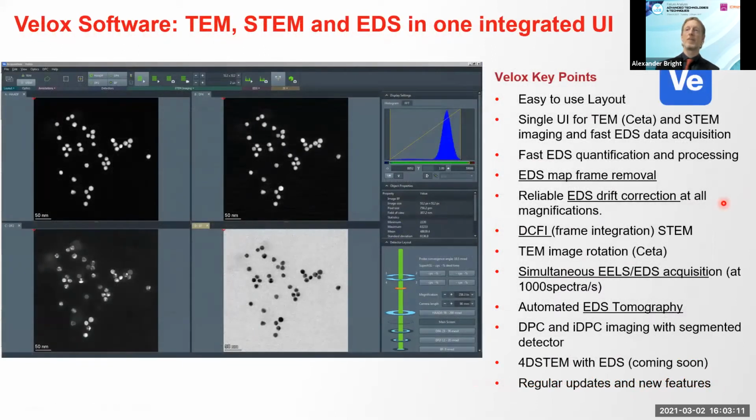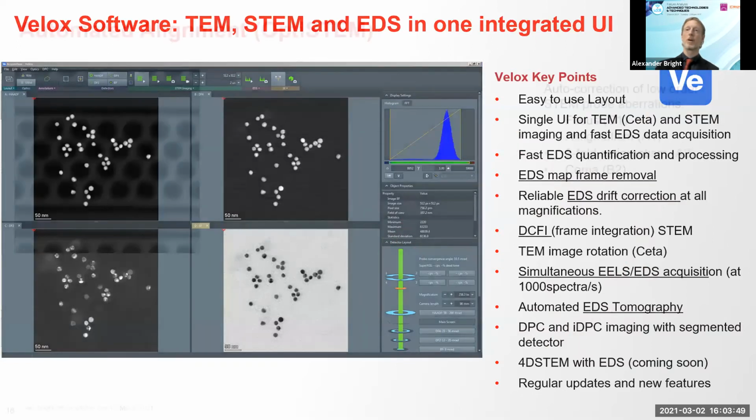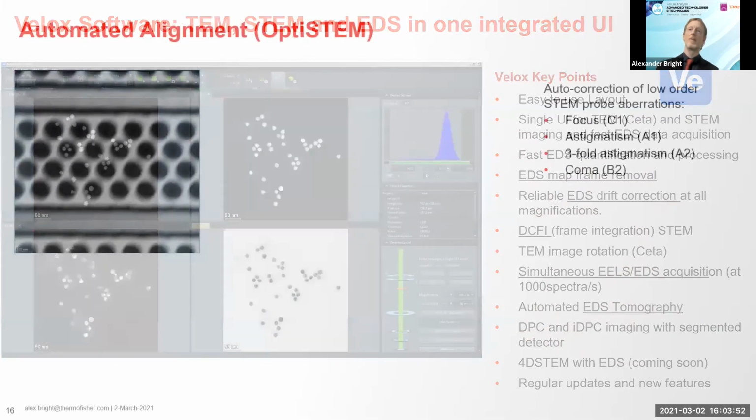So the DCFI feature is actually built into our VLOX software user interface. It's the same software UI for both Talos and Spectra. You can see the DCFI is one of the nice features. Others include easy workflow, a nice EDS frame removal feature that I'll talk about later, really much improved EDS drift correction, which is very helpful, especially at high magnifications, simultaneous EELS EDS, EDS tomography, and DPC multi-segment detection. So a lot of new features as well as ease of use that comes with the software. I think software is really an important trend in microscopy recently.